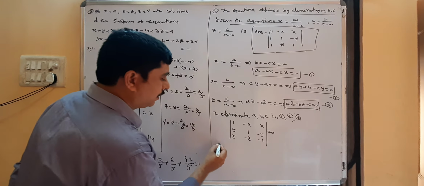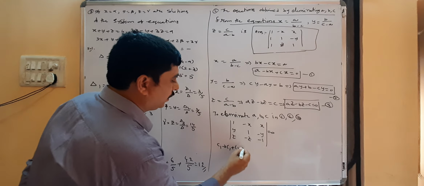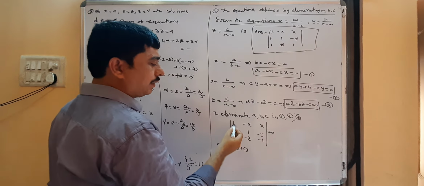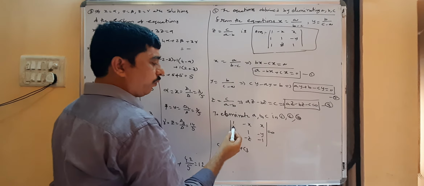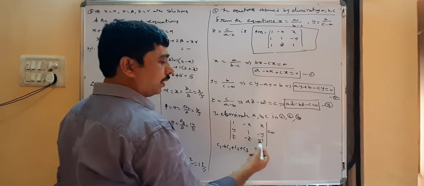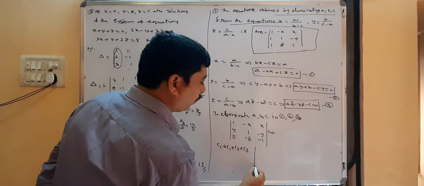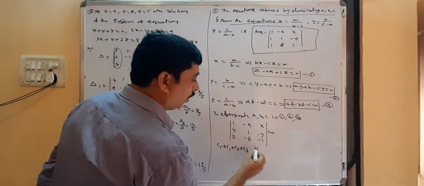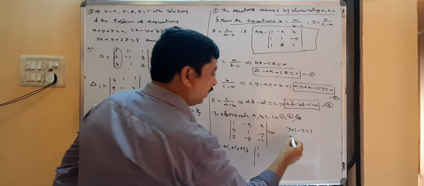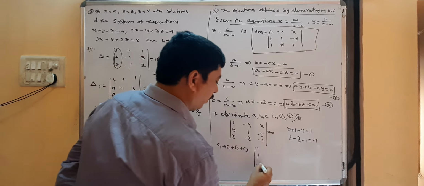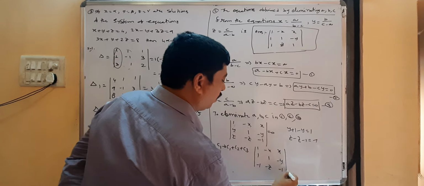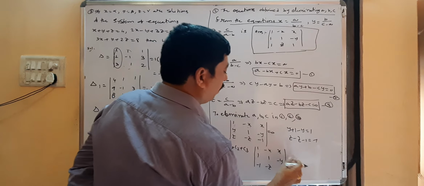So I will do one thing: C1 tends to C1 plus C2 plus C3. You have to change the first column to 1 1 1. That is the reason I write C1 tends to C1 plus C2 plus C3. If we add these three, we will get 1 minus x plus x, 1, y plus 1 minus y, that is 1, z minus 1, that is a minus 1, minus x, 1 minus z, x minus y minus 1 equal to 0.